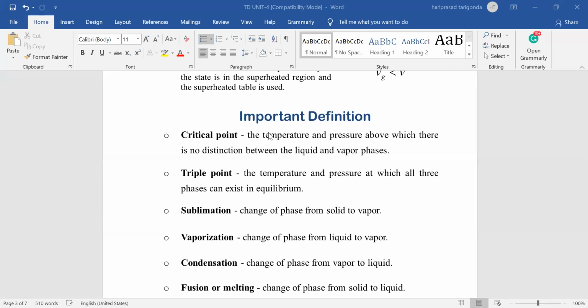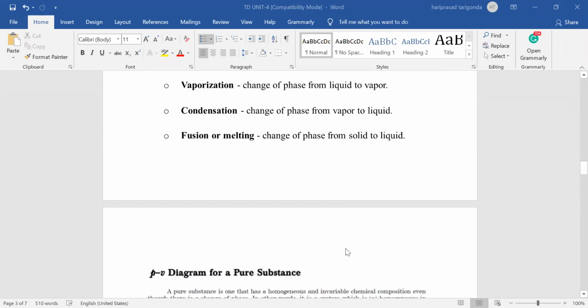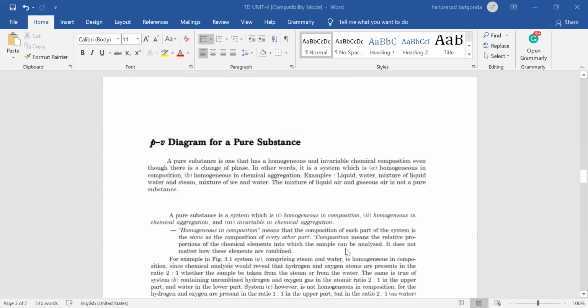Next, there are different phase-change lines. One is sublimation: a change of phase from solid to vapor directly. Vaporization: change of phase from liquid to vapor. Condensation: change of phase from vapor to liquid. Fusion or melting: change of phase from solid to liquid. Evaporation is also termed boiling. So these are the different phases and the terminology we are using.